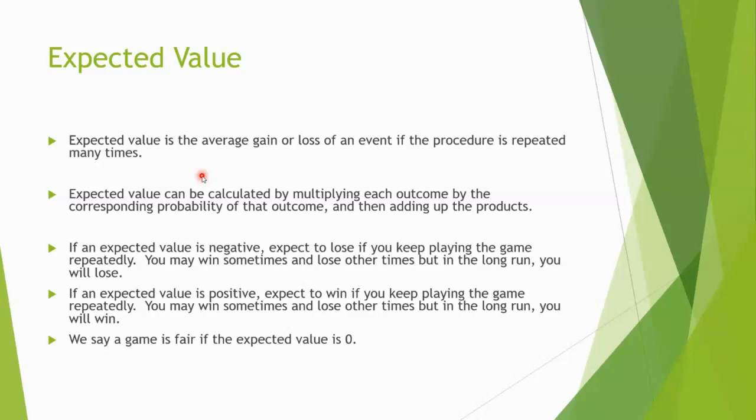Now, there is a way to actually calculate it. They go through it in the book, and I just wrote it here. Basically, you multiply each outcome with the probability of that outcome occurring, and then you add up the products. I know that's kind of confusing now, but when we do examples, I think it will become clearer.